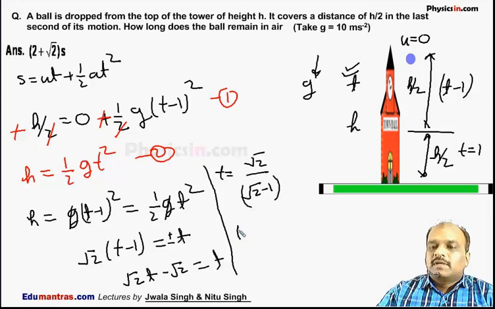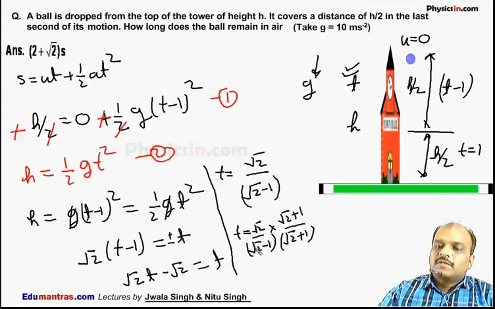I can multiply and divide this expression by root 2 plus 1, so t is equal to root 2 by root 2 minus 1 multiplied by root 2 plus 1 divided by root 2 plus 1. As we know, a minus b into a plus b is a square minus b square. So this t comes out to be root 2 into root 2 plus 1 divided by 2 square minus root 2 square, that is, 2 minus 1, which is 1. So this answer is equal to 2 plus root 2 seconds.